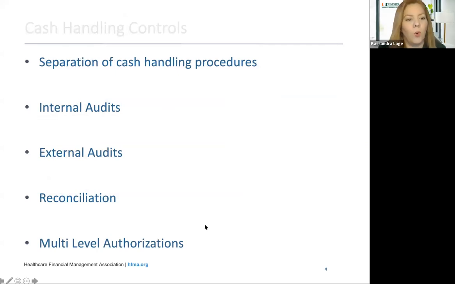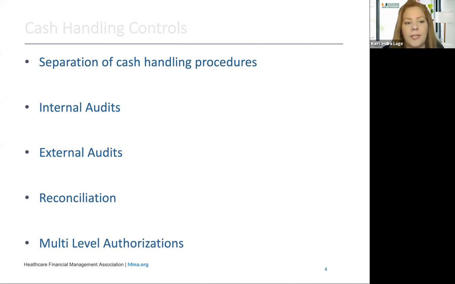Cash handling opens the potential for fraudulent activities and requires controls to ensure the safeguarding of cash flow. These controls include the separation of cash handling procedures, whereby the same person who opens and endorses the checks is not responsible for the deposit.